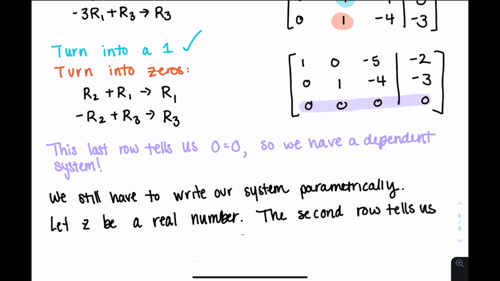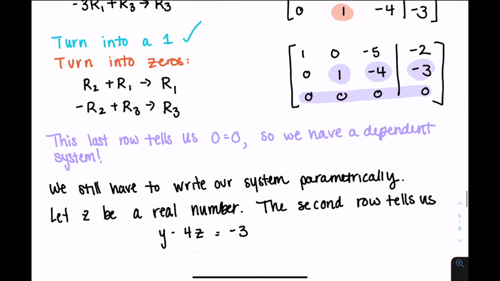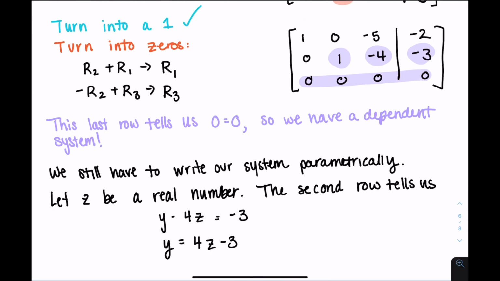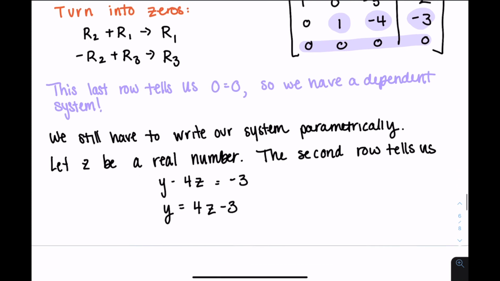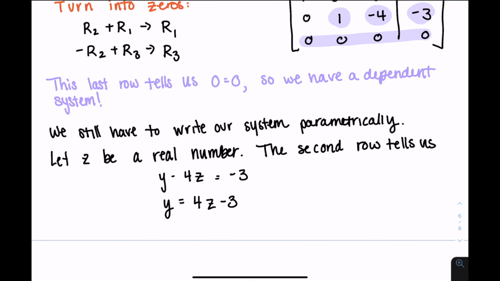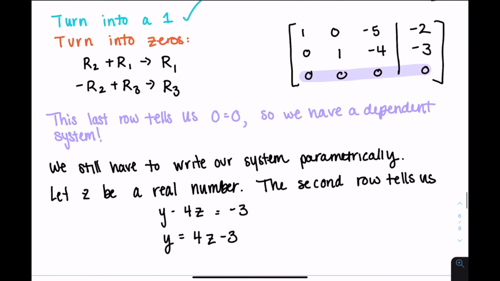If I look at the second row, I've got 1y, -4z, and my constant term. So the second row is telling me y minus 4z must equal -3. Or really, the y coordinate for our solutions has to be 4z minus 3. So if I pick a value of z, this is what y has to be to guarantee I'm on that plane. Now I can do the same thing with this first row.